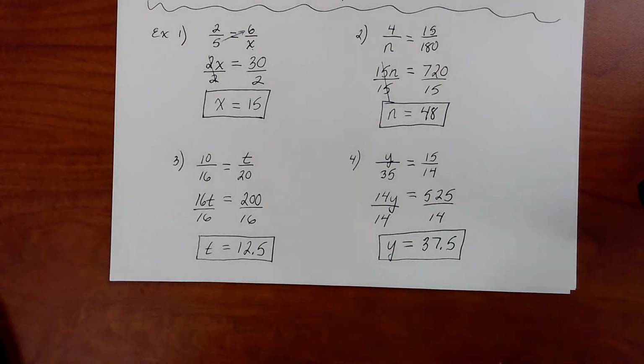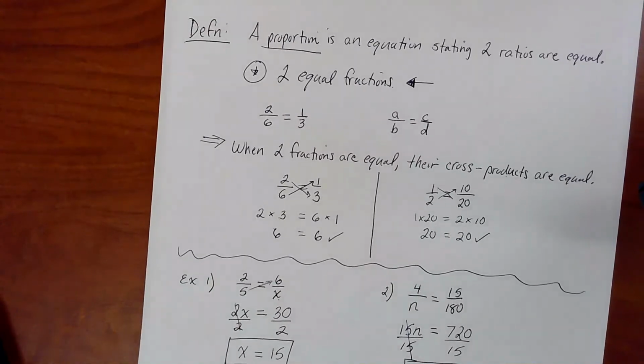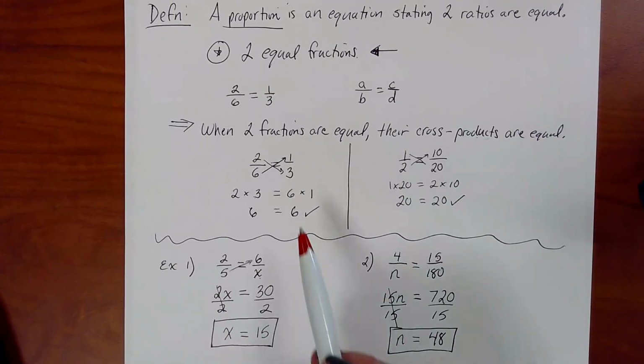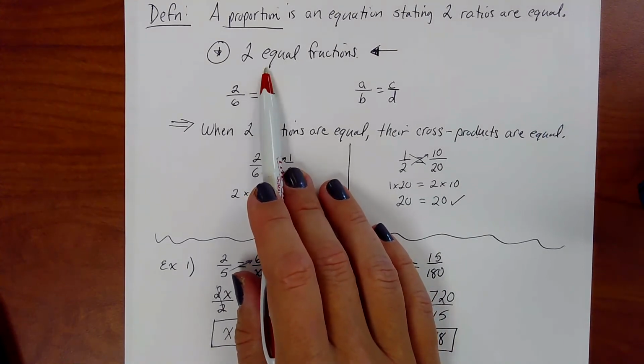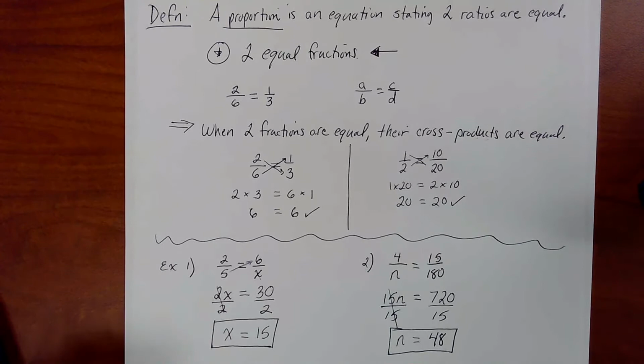Now, what we're going to get for homework is actually a word problem. So you have to set up the proportion. All right, you have to set it up, which means you have to set up 2 equal fractions and then solve it like you were just doing. So let me just throw a word problem up here. Let's see, I've got one right here.